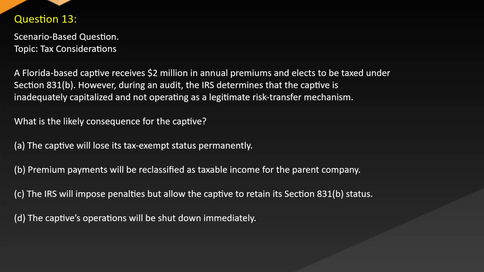A. The captive will lose its tax-exempt status permanently. B. Premium payments will be reclassified as taxable income for the parent company. C. The IRS will impose penalties but allow the captive to retain its Section 831(b) status. D. The captive's operations will be shut down immediately.